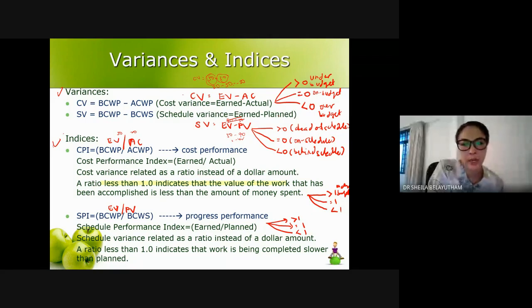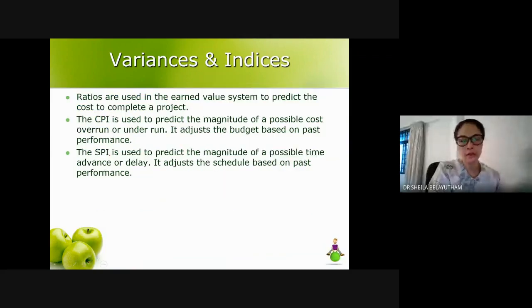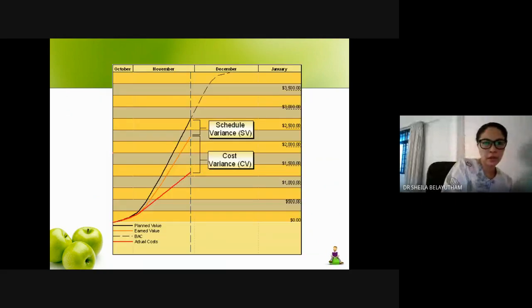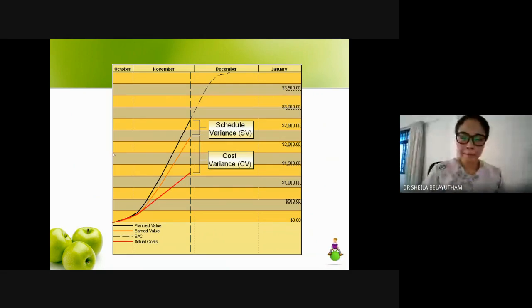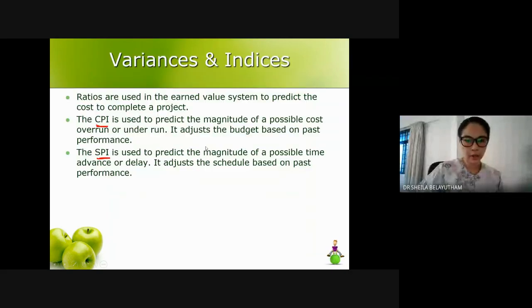So you get your variance and index here: CPI and SPI, cost performance index and schedule performance index. All right, this is another example. Typically you can see that schedule variance is the difference between your planned value and your earned value, the brown one, and your cost variance will be the difference between your actual cost and your earned value.